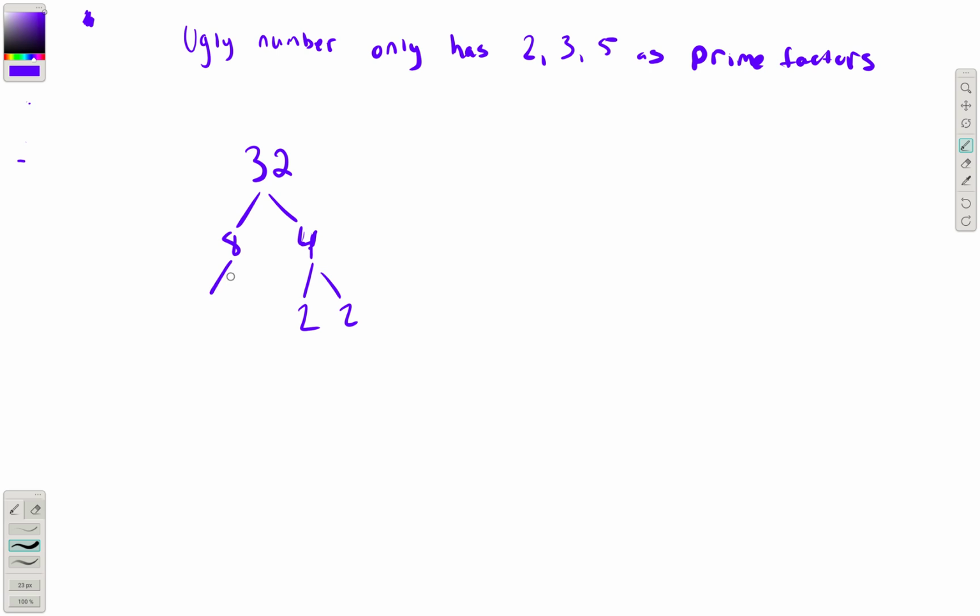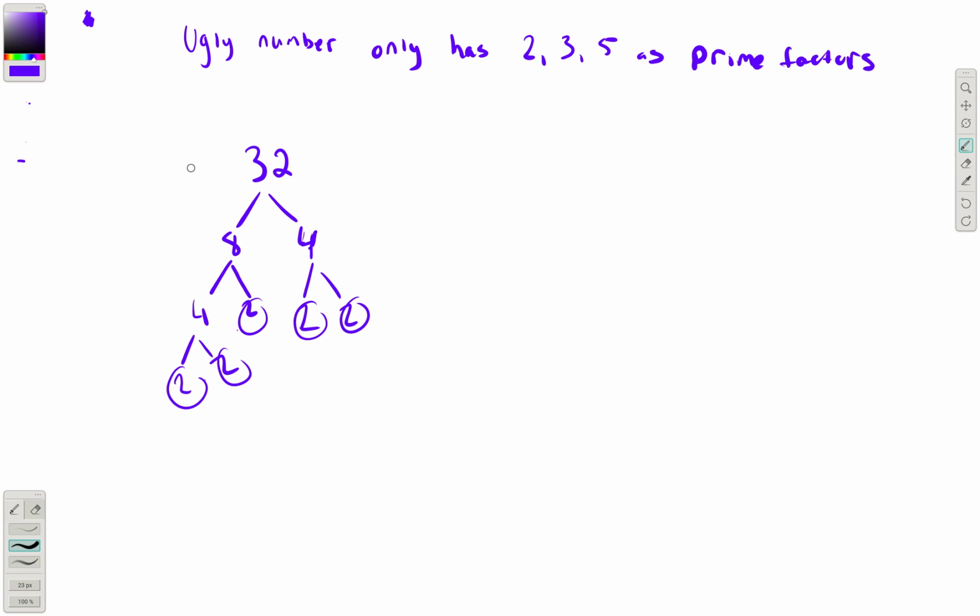There's nothing else. You don't want to split it up into 1. 1 is useless. 1's not a prime number. And then this is 4 and 2, and then 2 and 2. And then you're supposed to circle all the prime factors, right? And no matter how you went about splitting this up, you would get the prime factors as only being 2, 2, 2, 2, and 2. So 32 would actually be an ugly number.